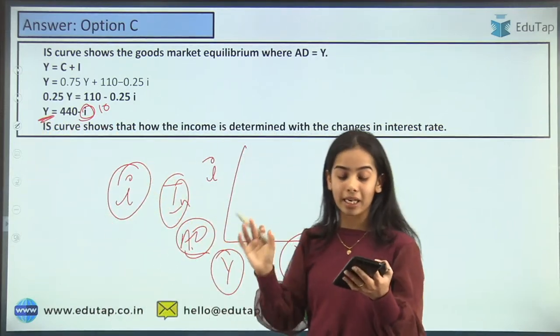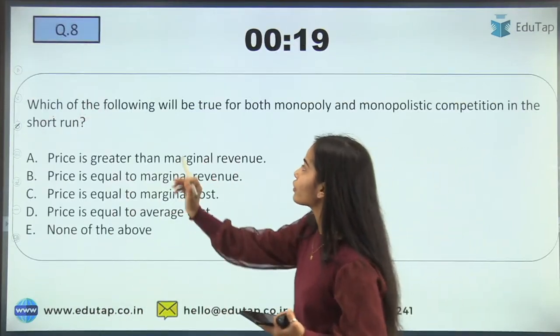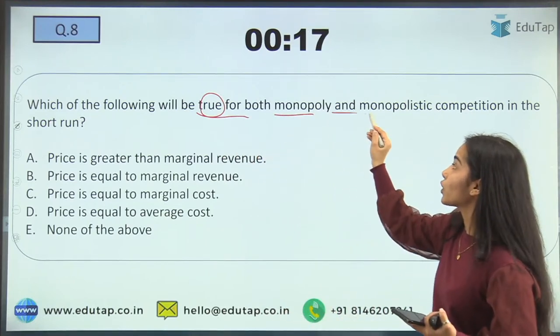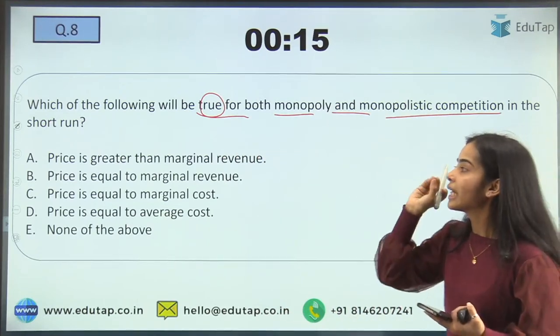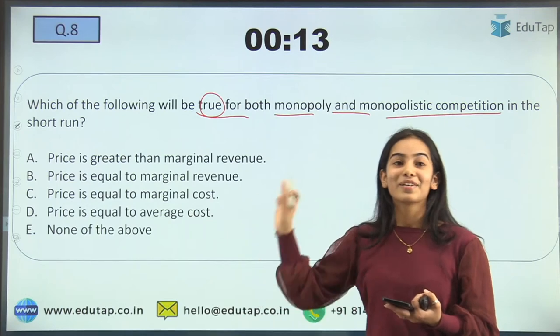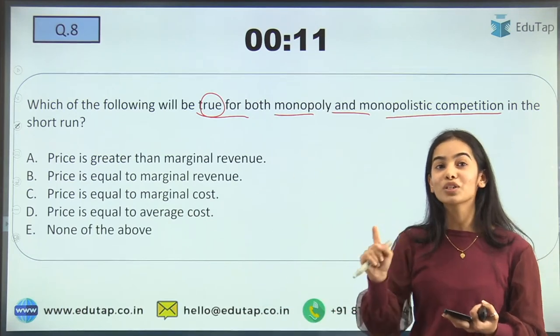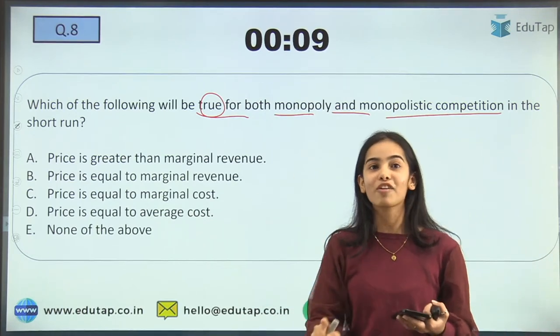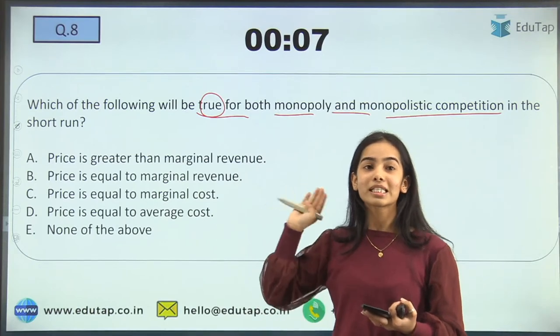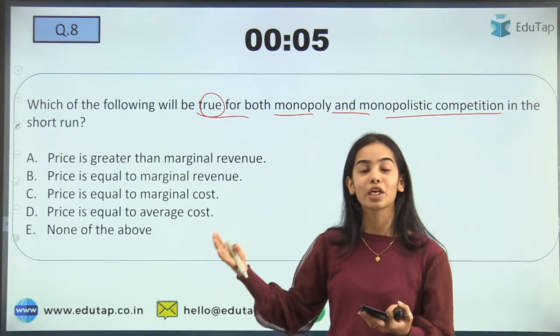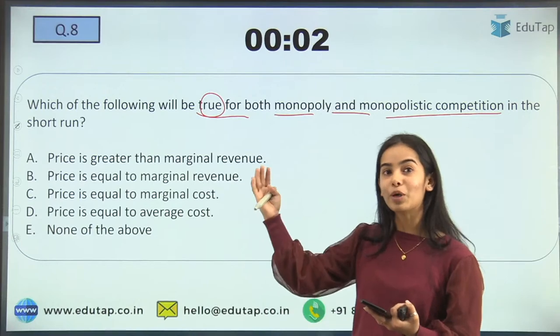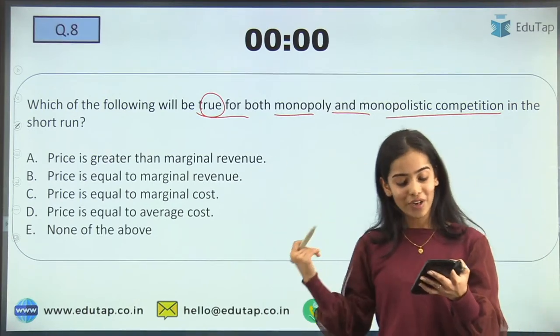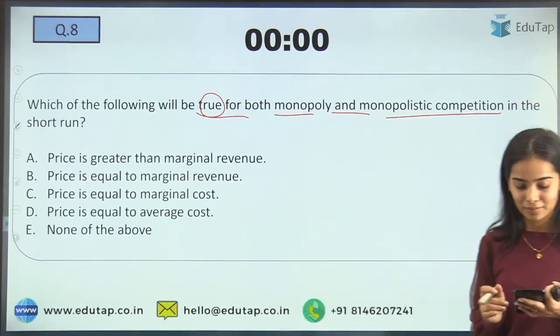Next question is, which of the following will be true for both monopoly and monopolistic competition in the short run? Try to give the right answer of this one. If you know the shape of the graph, you will find it very easy to answer. Just see the question and you will be able to answer it if you know the graph of monopoly and monopolistic competition. So try to give the right answer of this one.